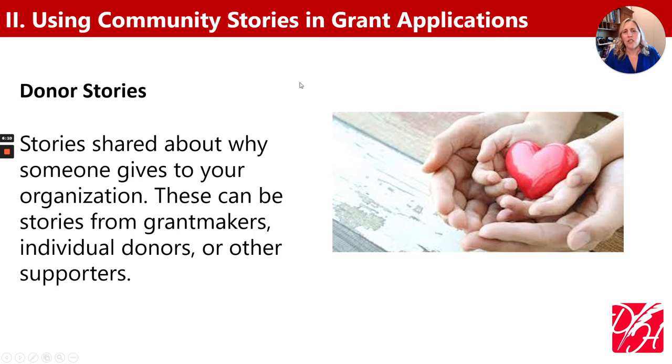So if our client story is one type of community story that we might share, another type is about donor stories. So these are stories where individuals who have supported your organization are sharing why they support your organization. Why do they believe in your work? What have they seen as a result of their support?